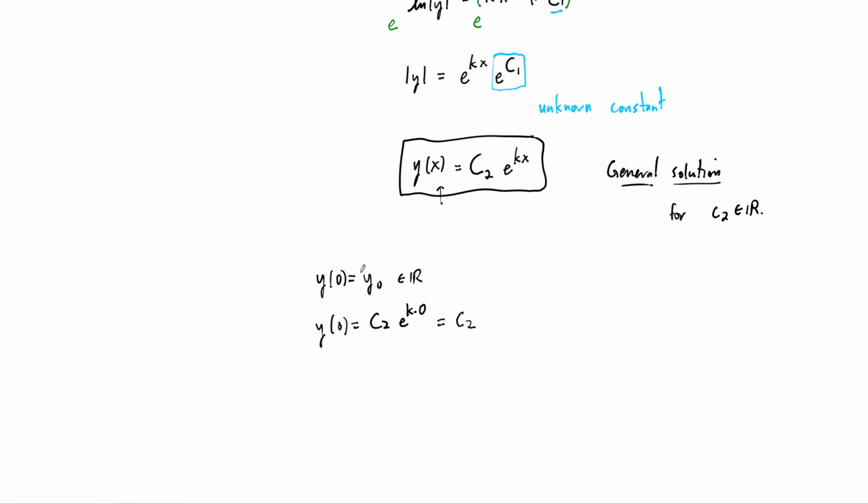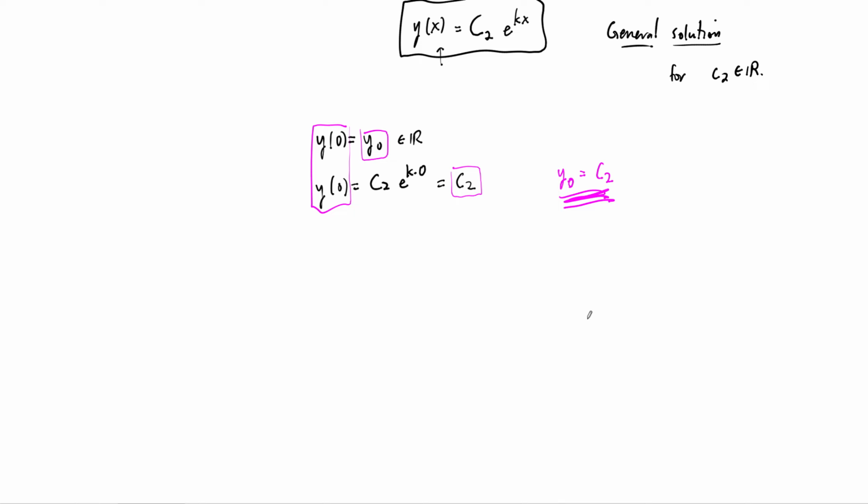And at this point we see we've got y of 0 on both sides here. On one side we have y0 and on the other c2. So this tells us that y sub 0 should be equal to c2, or probably in the reverse order. This unknown constant c2, with this extra information, becomes a known constant. So here's our final answer to our initial value problem.